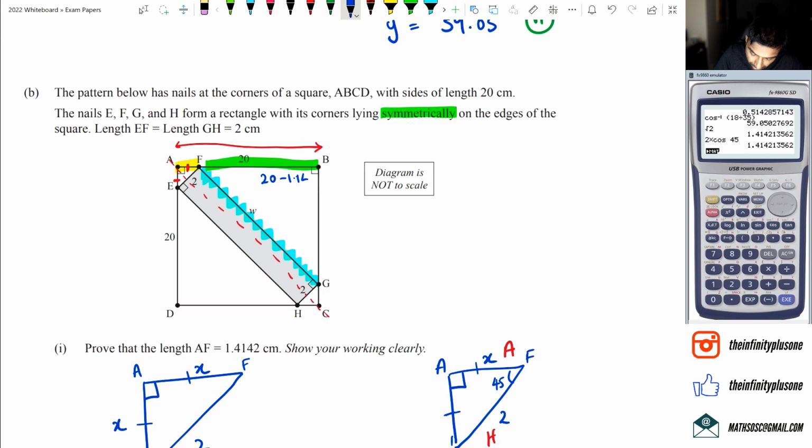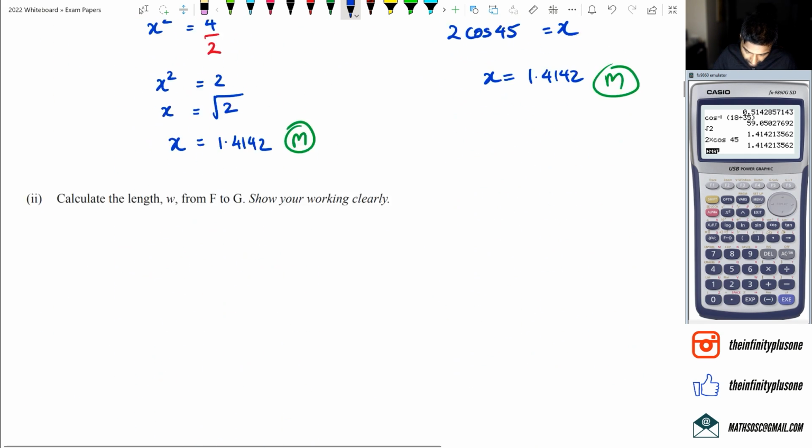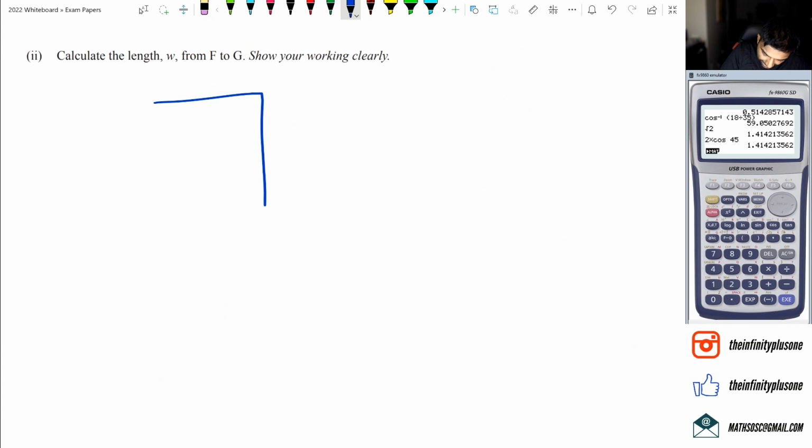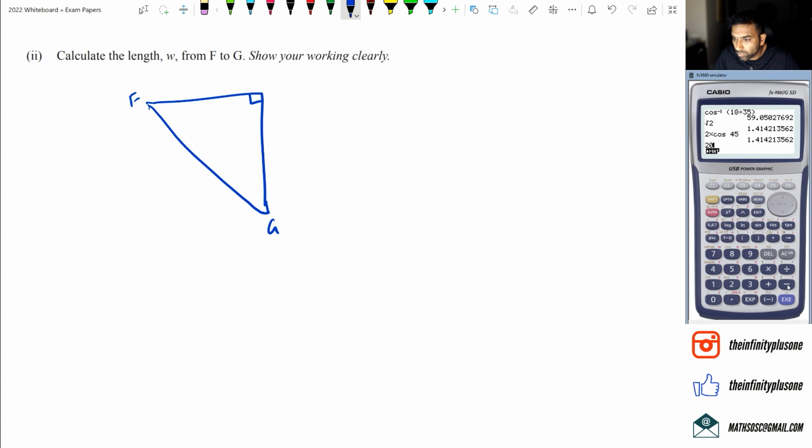1.4142, and that's going to be the same distance here as well, because the green line here is going to be 20 take away 1.4142. So with that in mind, we're going to go back down to the question. We'll really just have this triangle here where F to G happens to be that. And we've got our value, which is 20 take away 1.4142, which happens to be 18.5858.